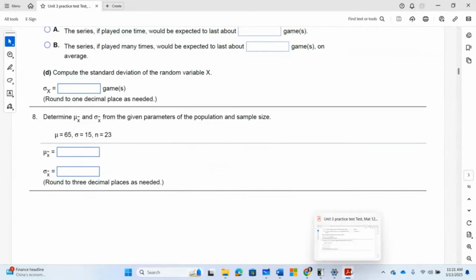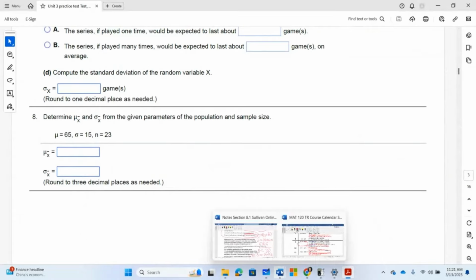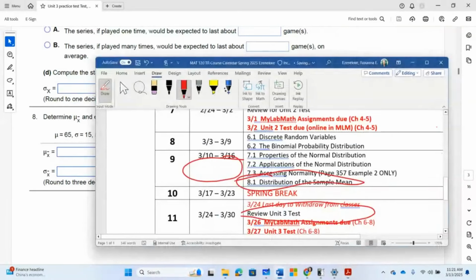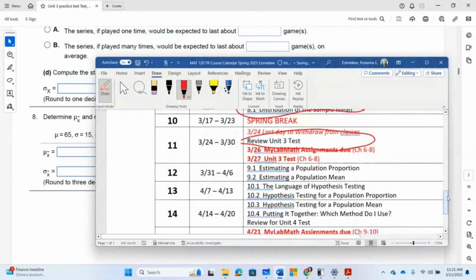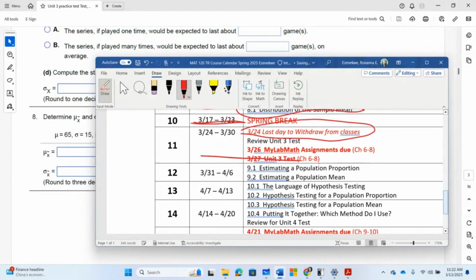Another thing you need to know is that spring break will be next week, the entire next week, from 3/17 to 3/23. When we come back after spring break, we review and take the test. The Unit 3 test will be due on the 27th. I have already sent you the practice test; I assigned it in MyLab Math.